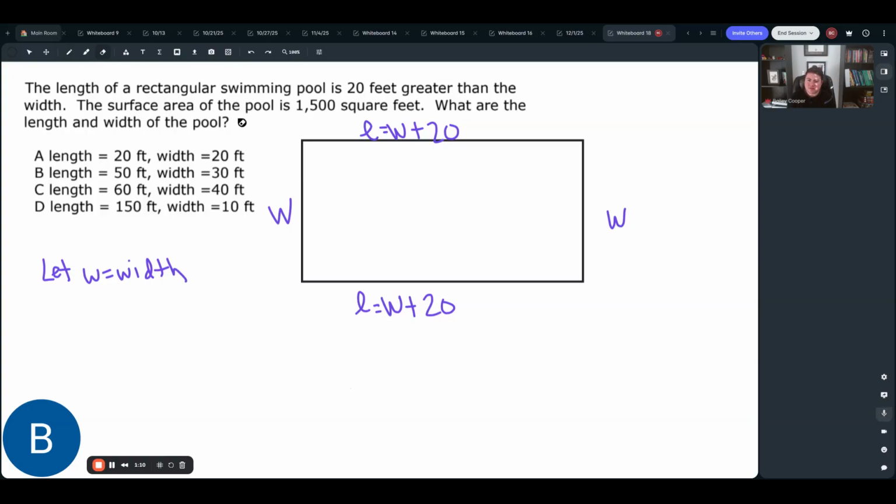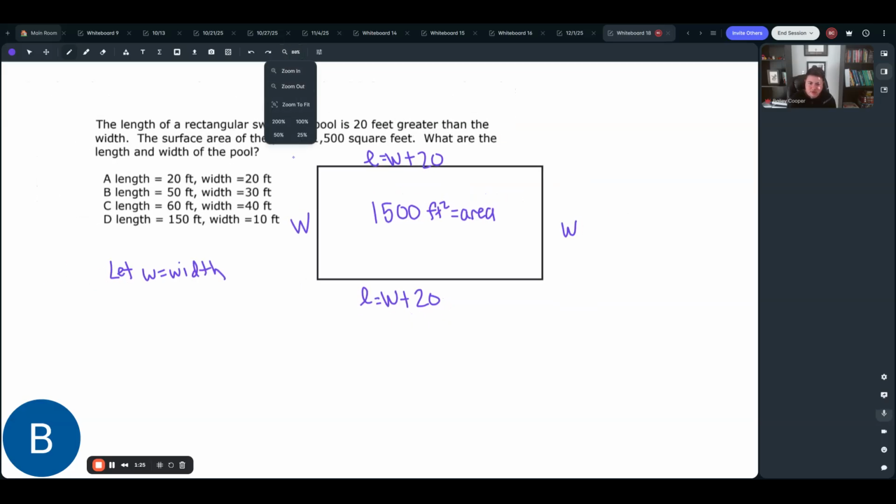They also tell us that the area is 1,500 square feet. So 1,500 square feet is the area. I don't know why they say surface area there. That's typically reserved for three-dimensional shapes, but that's okay.